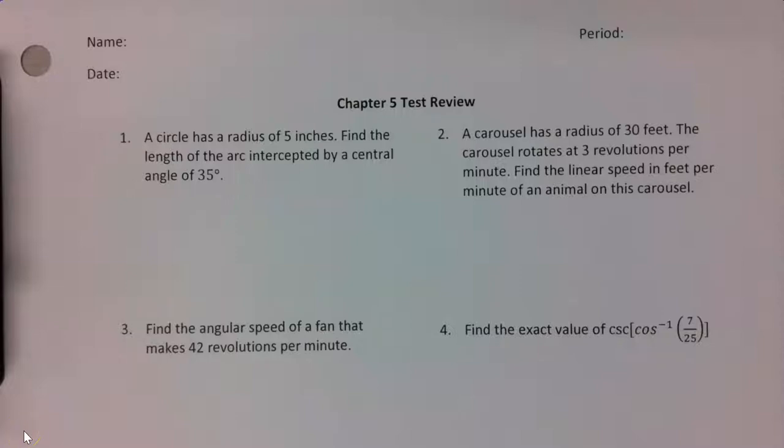Okay, so in this video I'm going to be going over the Chapter 5 test review. Number 1 says a circle has a radius of 5 inches. Find the length of the arc intercepted by a central angle of 35 degrees. Whenever I'm finding arc length, I want to turn into radians.